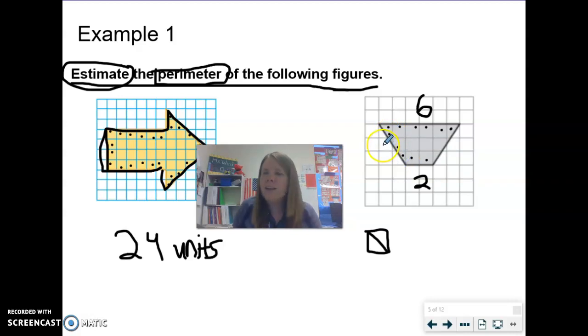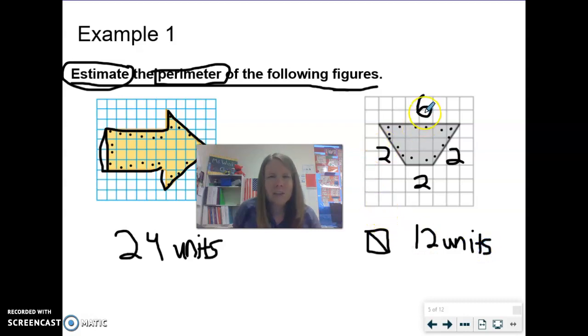So maybe on this side I'm going to put 2. 3 might actually be an even more reasonable answer. In this case, I think I'm going to put a 2. This side is about the same, so I'm also going to put it as about a 2, okay? When I total this up, 6 and 2 and 2 and 2, I would get 12 units. Okay. Again, maybe you got 14 units, maybe you got 13. Those are also fairly reasonable, okay?